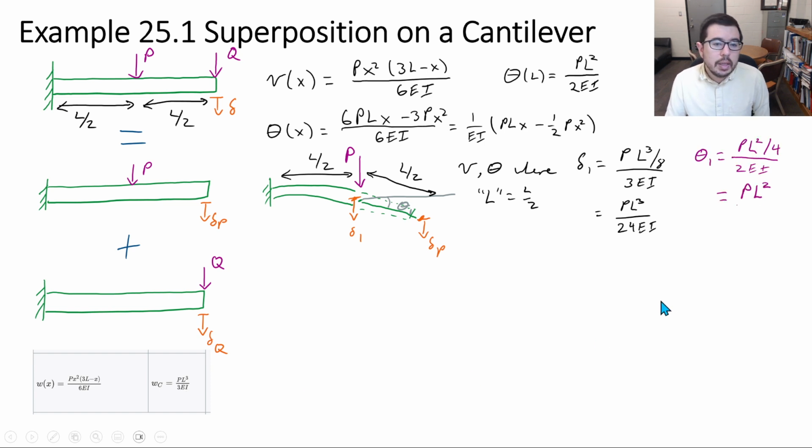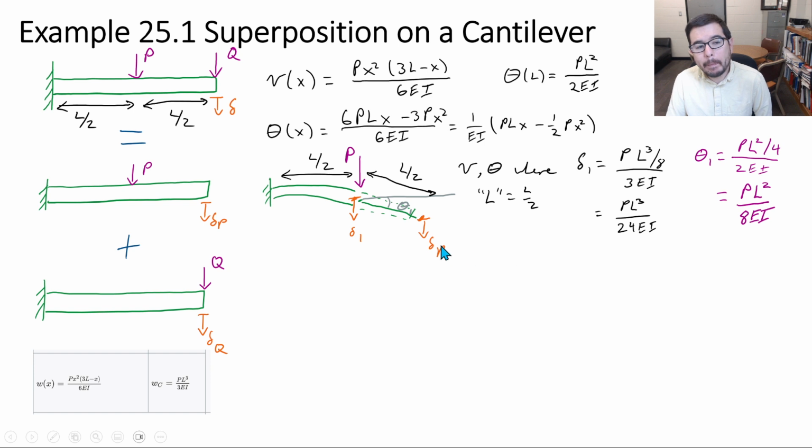So what do we also think about? We also think about the slope. So again, we're going to plug in L over 2 into this equation up here, and we're going to say, okay, well, it was L squared, now it's quantity L over 2 squared, so that's going to be L squared over 4, 2EI, and we get an expression for the slope.